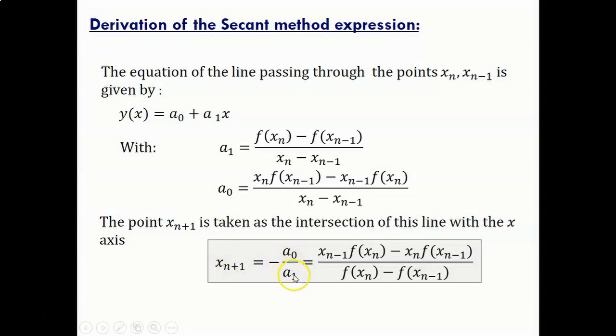and so xn+1 is equal to minus a0 over a1, which is equal to xn-1 f of xn minus xn f of xn-1, divided by f of xn minus f of xn-1. Now, as you can see, the secant method is very similar to the false position method. At every step we are searching for the intersection between the line passing through 2 points and the x-axis.